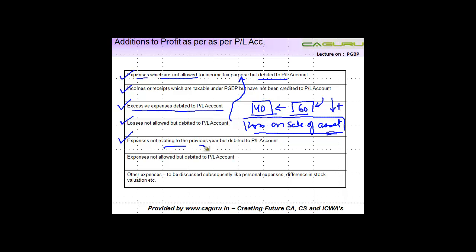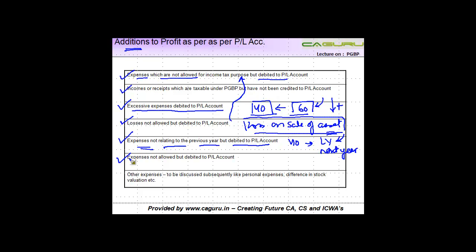Expenses not relating to the previous year but debited to the profit and loss account. Again, something like, you booked an expense of 40 for some last year or the next year, an advance payment. Now advance payment is to be allowed as a deduction in the coming year. And what is pertaining to the last year is a prior period item. That is not allowed as a deduction. So if there is any case of such expenses, you have to nullify their impact. And how do you do that? You make an addition to the profit and loss account.